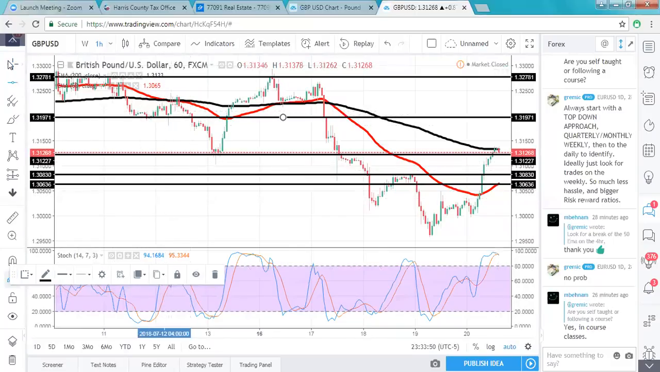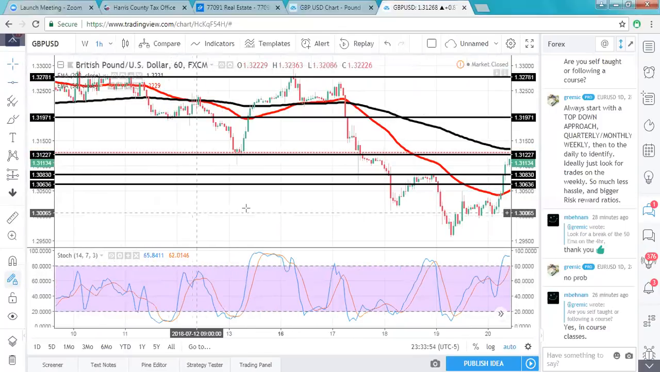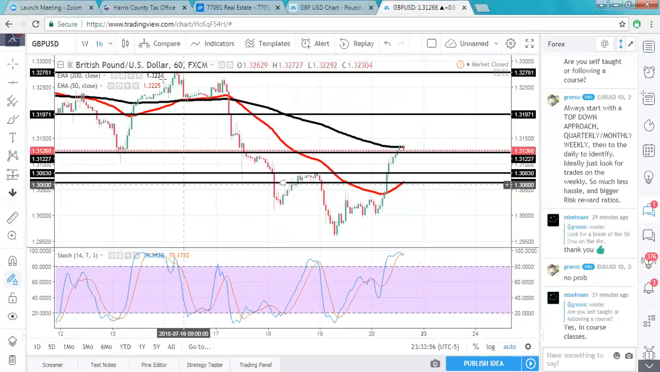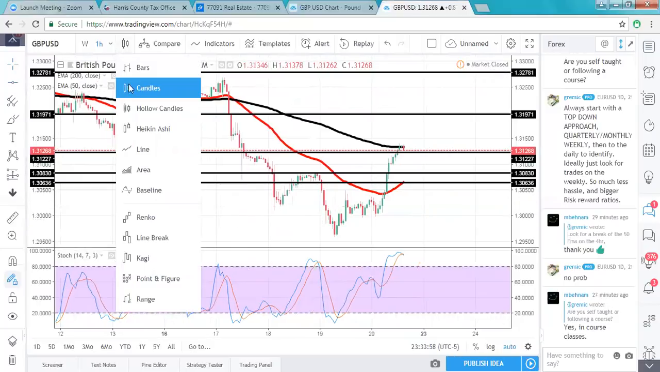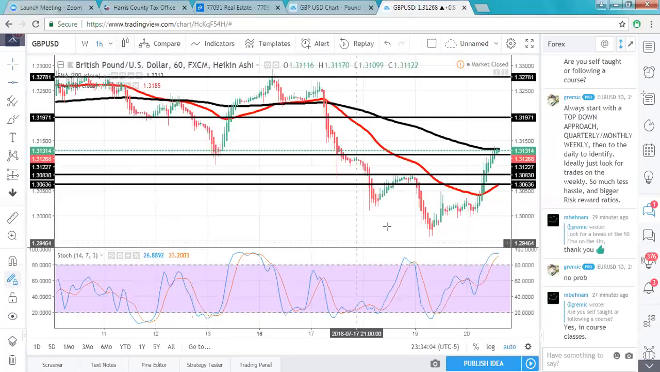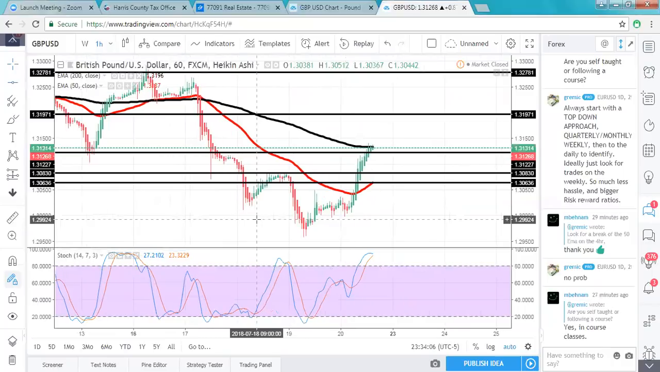Okay, and that's it. So I do that, and then from there, I click this tab right here where it says candles. I go to Heikin Ashi, and then from here, I am looking at my zones, my areas of support and resistance, and I'm using these Heikin Ashi candles for entries. And I'm going to show you how.